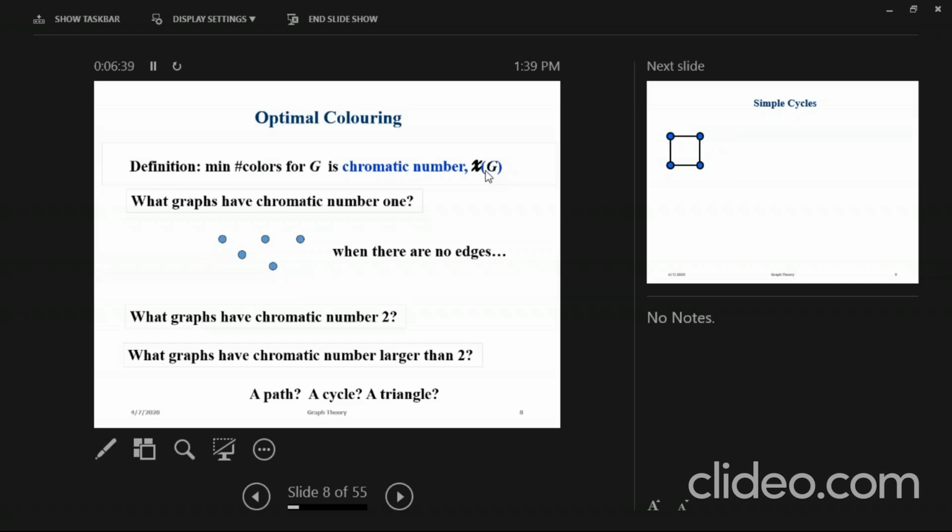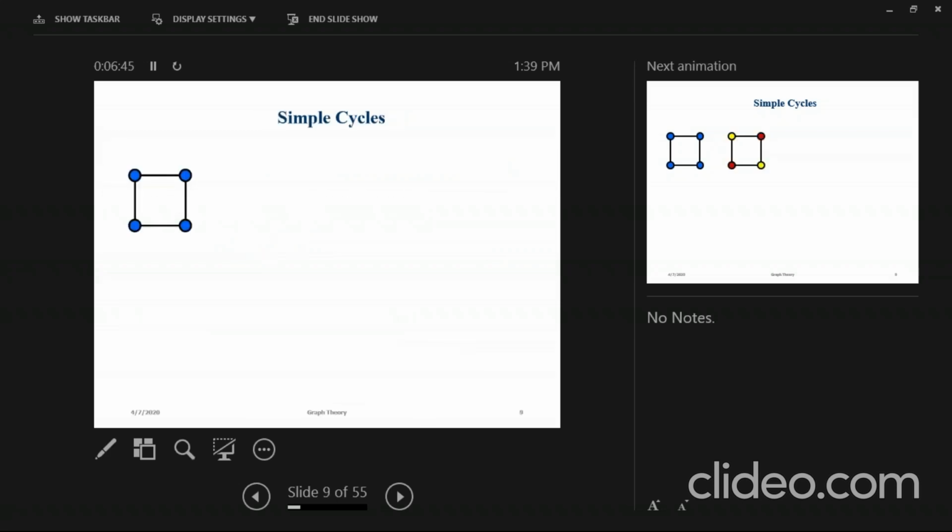Now let's determine the chromatic number of graphs which form a simple cycle, which look like this. The starting vertex and the ending vertex are the same, which forms the cycle. Here you see the graph which has four vertices. It took two colors to color it. Similarly, a graph which has 6, 8, 10 vertices, that means an even number of vertices, can be colored with two colors.